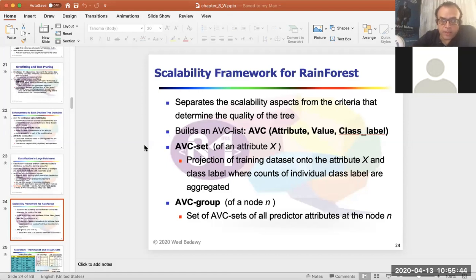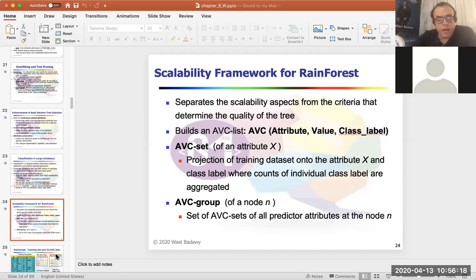If I give some comments on the scalability framework of RainForest, it separates the scalable aspect from the criteria that determine the quality of the tree. So basically I can build an attribute-value-class label list, and from this list I will create the set. I can project the training data sets onto the attribute X, and from that point I can build what we call the AVC group, which is basically the predictor of all attributes within a specific node.